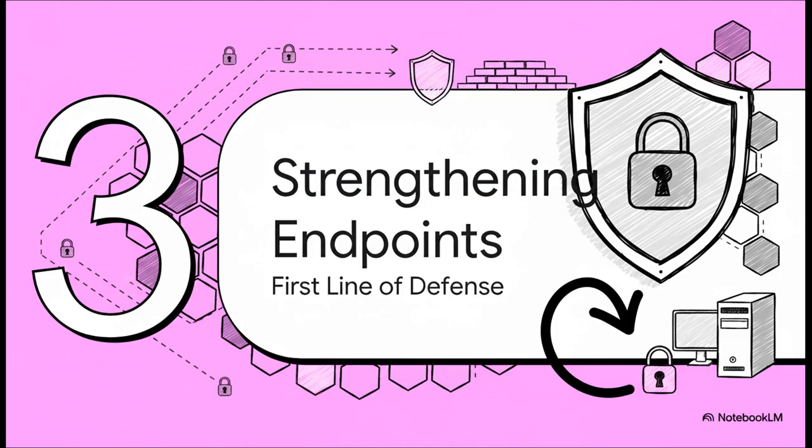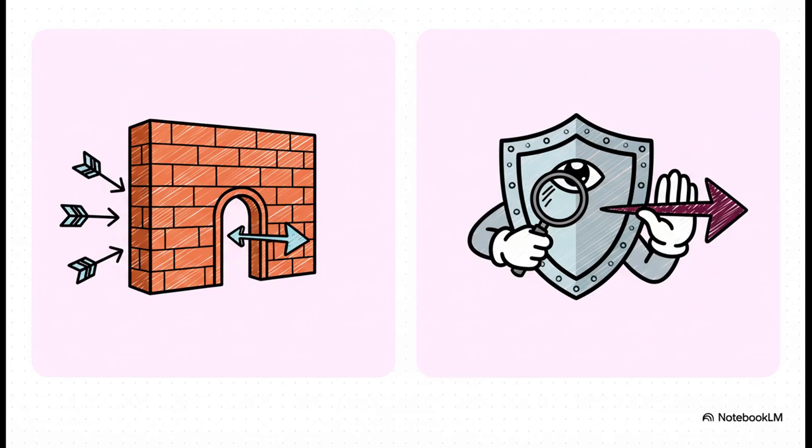Okay, let's zoom in a bit and talk about hardening your endpoints. We're talking about your servers, your laptops, your desktops. These are often the front lines of your digital defense, right? So we have to make them as tough to crack as possible. Two key tools for this are the host-based firewall and the host-based intrusion prevention system, or HIPS for short.